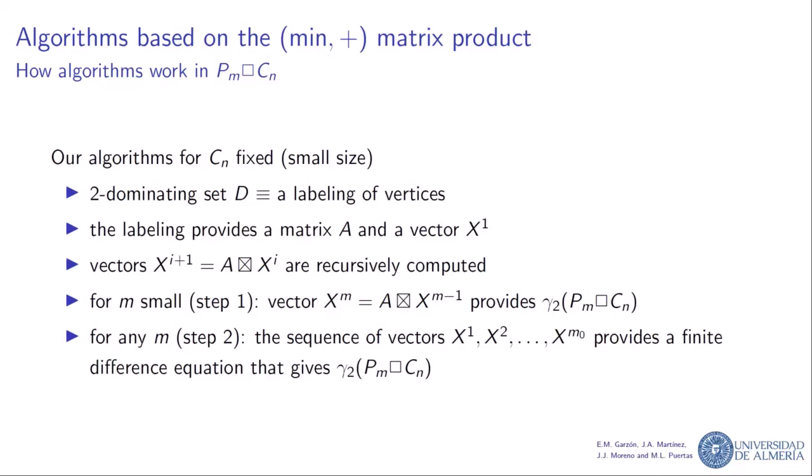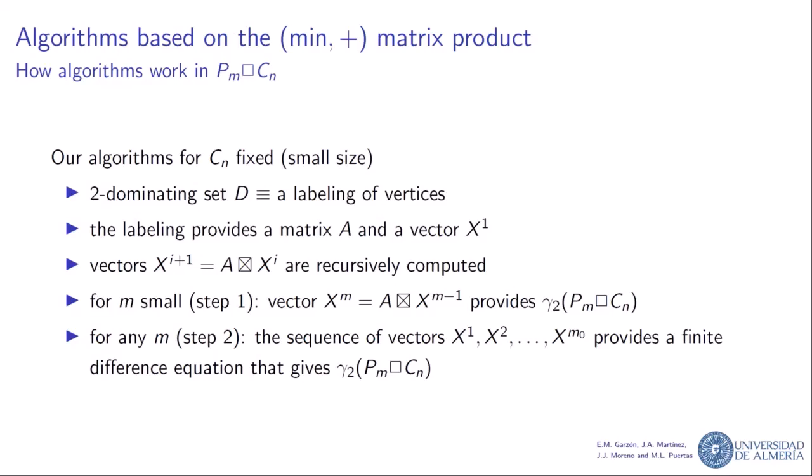Our algorithms work in the following way. Remember that you have to fix one factor. So if you fix the cycle with a small size, then each two-dominating set is identified with a particular labeling of the vertices. The labeling provides a matrix A and a vector x1.